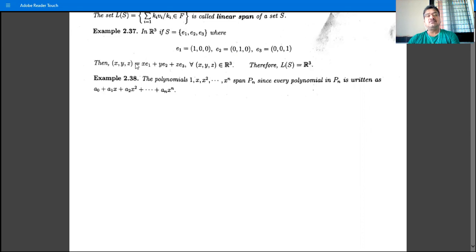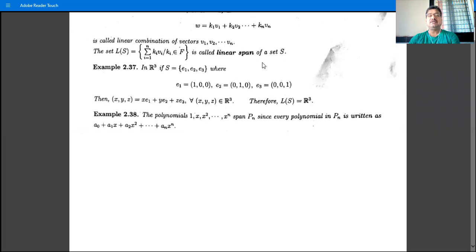So we can express any element. For example, suppose (2, 3, 4) is an element of R3. Then we can write (2, 3, 4) as 2 times (1, 0, 0) plus 3 times (0, 1, 0) plus 4 times (0, 0, 1). So we can express any element of R3 as a linear combination of these three vectors, E1, E2, E3.